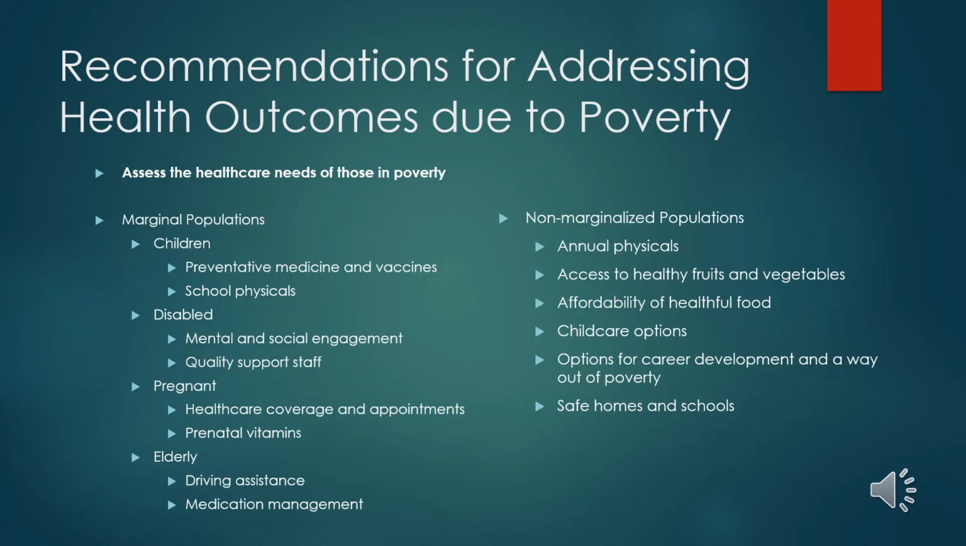If you look here at the slide, you will see examples of each specific population, whether marginalized, including children, disabled, pregnant women, and elderly, or the non-marginalized populations, like those individuals who have limited access to healthy fruits and vegetables, or those with limited child care options. Regardless of the group, all needs should be assessed in order to adequately address policy options to improve health.